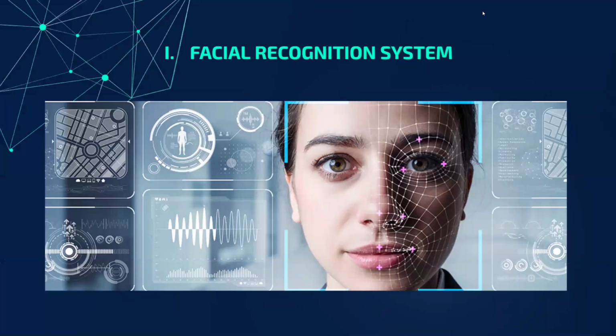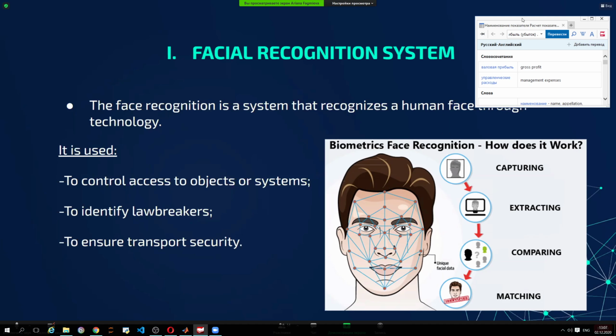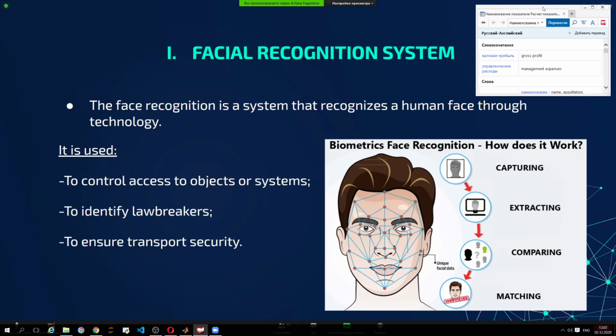So now we want to talk about examples of digital tools of social control. First is the facial recognition system. Face recognition is a system that recognizes a human face through technology. It compares the information with a database of known faces to find a match. It is used to control access to objects or systems, to identify lawbreakers, and to ensure transport security.